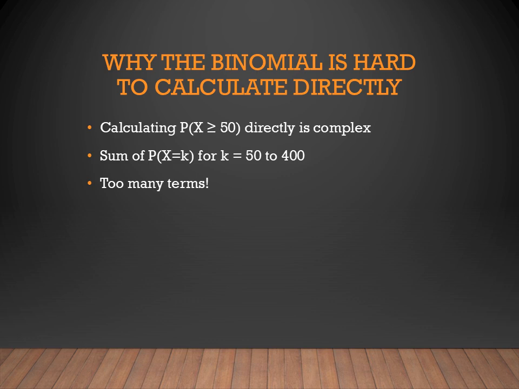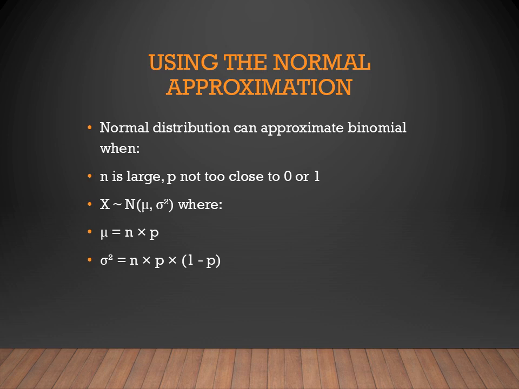The most common approach is to use the normal distribution as an approximation for the binomial, provided certain conditions are met. When the number of trials n is large, and the probability p is not extremely close to 0 or 1, we can use the normal distribution as an approximation to the binomial. This simplifies things greatly. In the normal approximation, the mean μ is n times p, and the variance σ squared is n times p times (1 minus p). In our case, n is 400 and p is 0.1. So we'll use these values in the next step to define our approximate normal distribution.